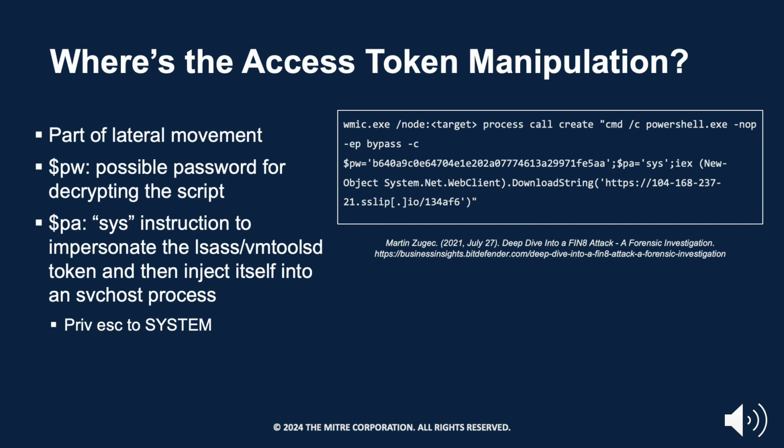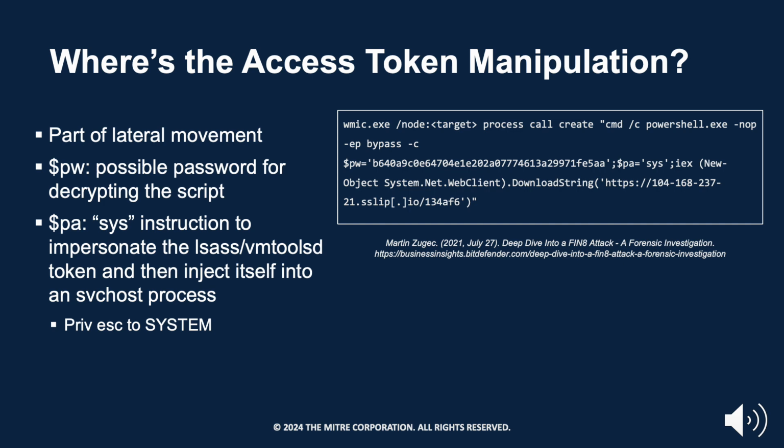While the diagram itself didn't specifically mention access token manipulation, the finer details within the article do provide additional information. We see that the access token manipulation is part of the lateral movement step, where FIN8 uses WMI to execute a PowerShell script on the remote target. Note that the PowerShell script is downloaded and invoked directly using the Invoke-Expression cmdlet, or IEX for short. While the article does not provide the actual script contents, it provides information from previous campaigns that performed similar behavior.